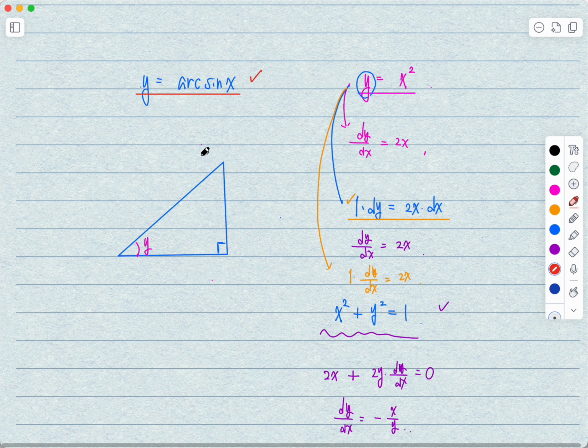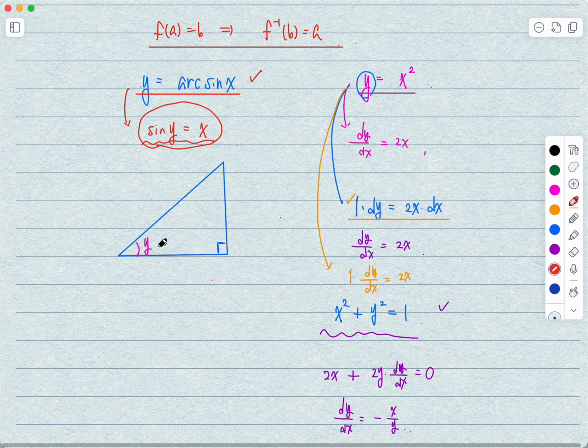However, most of the students have no idea how to differentiate this one at first sight. So if you think about it, the arcsin function, we can rewrite this one like sine y equals x, because if f of a equals b, then f inverse of b equals a. That is going to be a very important property. So anyhow, sine y equals x.